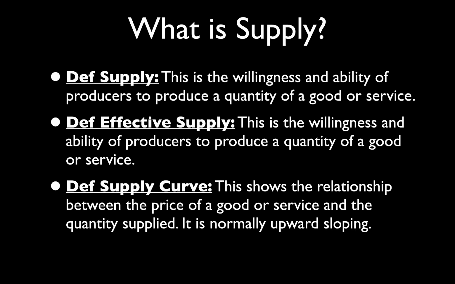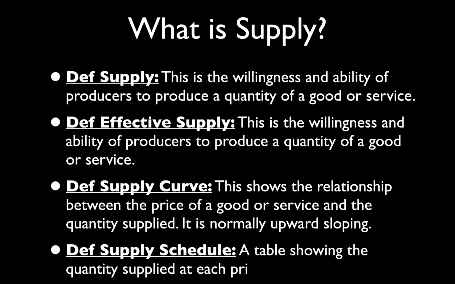All right. Now, the supply curve, which we will introduce today, is slightly different to the demand curve, but once you understand demand, then sometimes I suppose one way of looking at it is that it's just the opposite. Okay, this shows the relationship between the price of a good or service and the quantity supplied. It is normally upward sloping. Right? Why is that? Well, we'll talk about this. And supply schedule, a table showing the quantity supplied at each price.